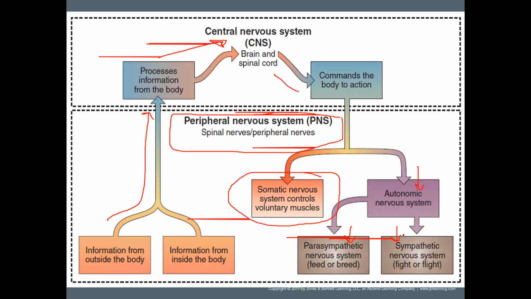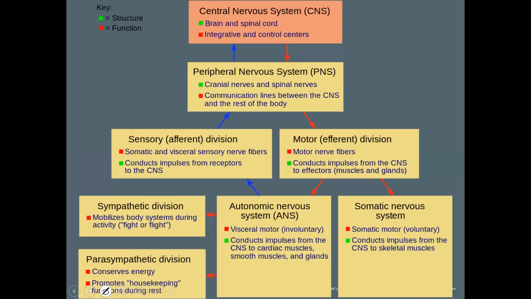So we are going to delve into a little bit more of that. This is just another little thing. You have the structure of the central nervous system, the brain and spinal cord, and it has a lot of processes that it does. Our peripheral nervous system, our cranial nerves and also our spinal nerves, are what communicate with our body back and forth.